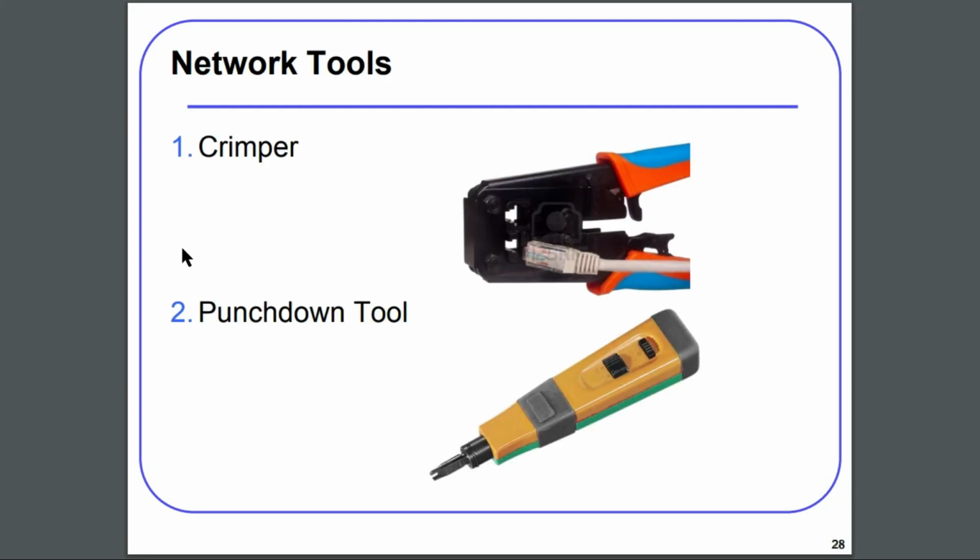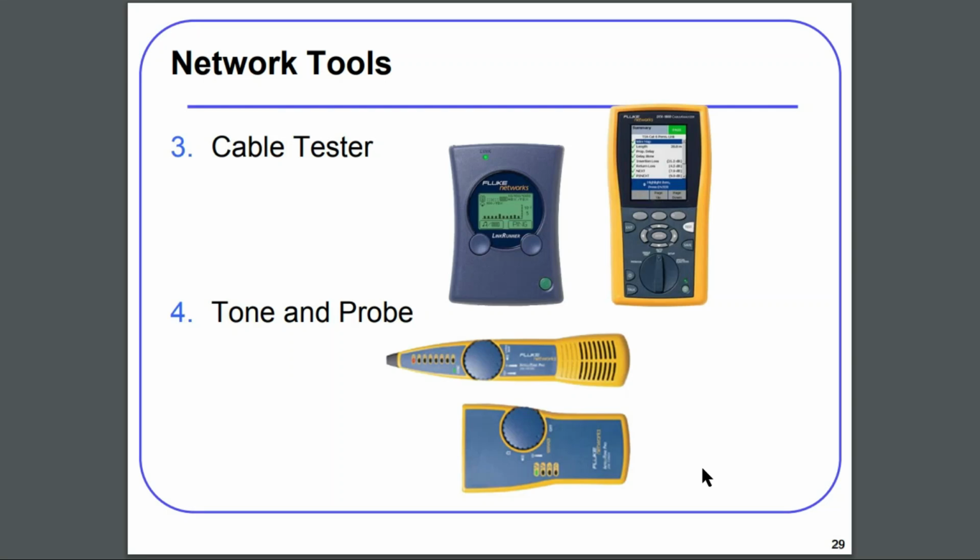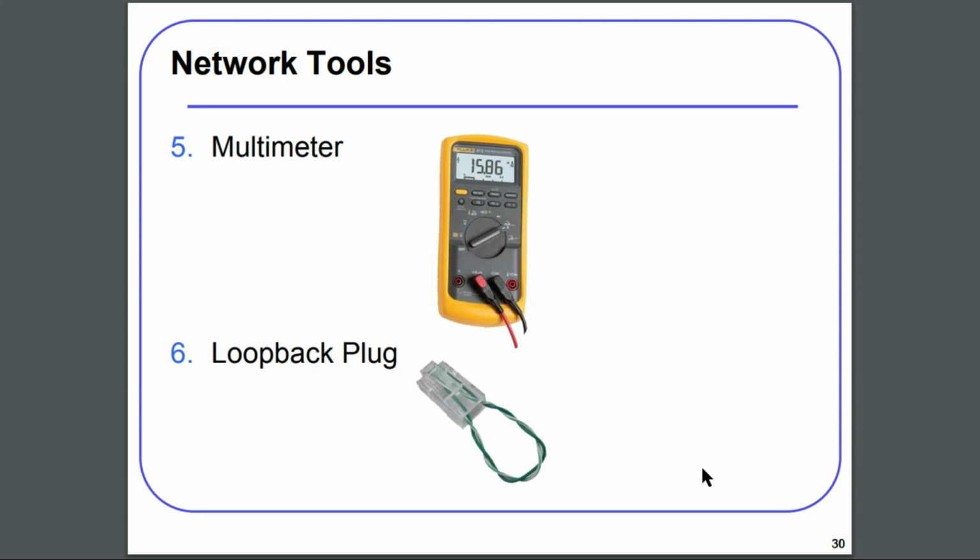In this slide, we can check the different types of network tools. First network tool is a crimper. We use a crimper to crimp the cable. Second one is a punch down tool. Third one is a cable tester. We use a cable tester to test whether the cable is working properly or not. Fourth one is a tone and probe. Fifth one is a multimeter. Sixth one is loopback plugs, as you can see on the picture. So let's move to the next slide.